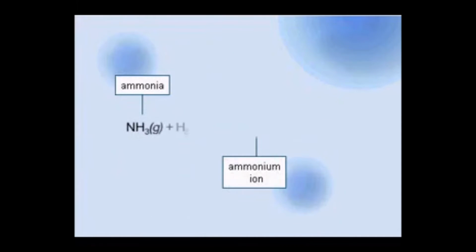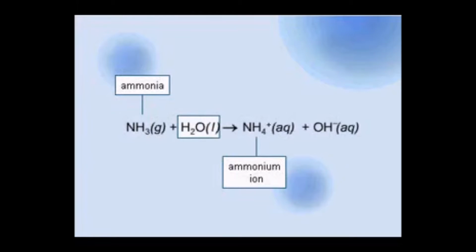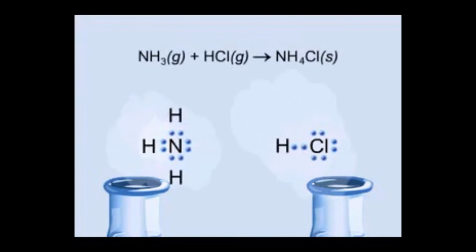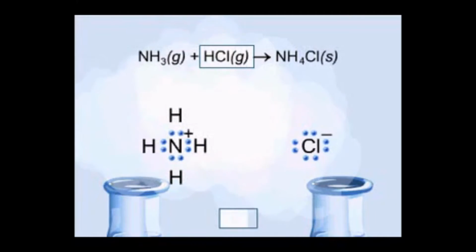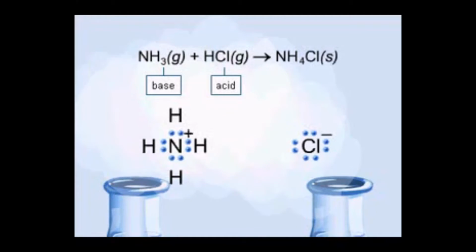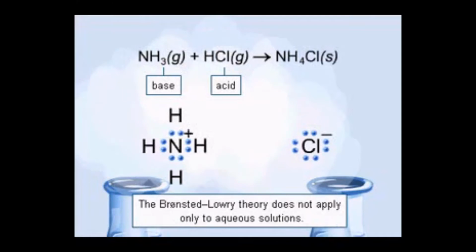The ammonia molecule is a Bronsted base too. In water solution, it accepts a proton from a water molecule to form an ammonium ion. The reaction of hydrogen chloride and ammonia in the gas phase involves transfer of a proton. Hydrogen chloride is the donor of the proton, and ammonia is its acceptor. Thus, hydrogen chloride is the acid, and ammonia is the base, in terms of the Bronsted-Lowry theory. This theory explains why neutralization reactions can occur also in the absence of water.